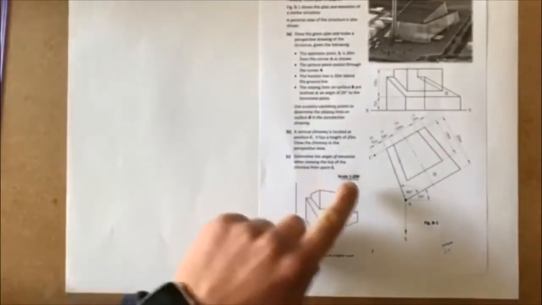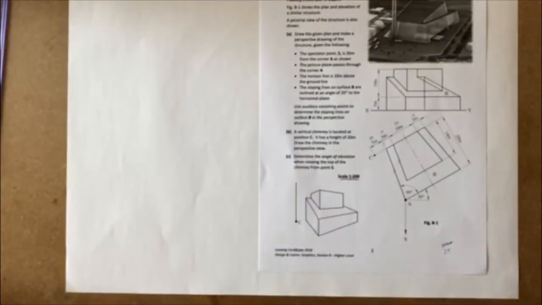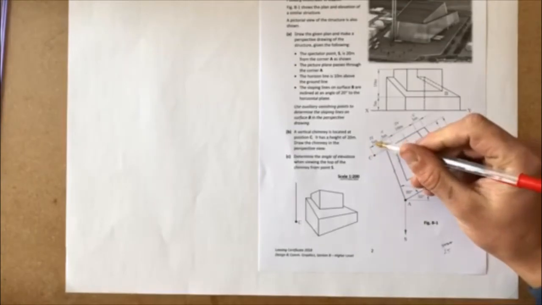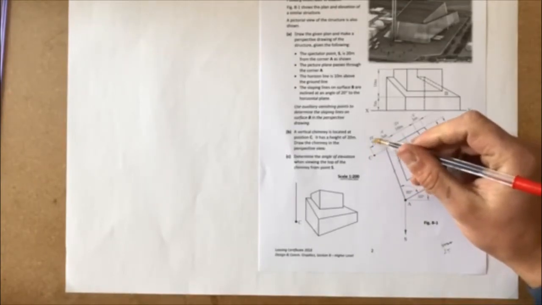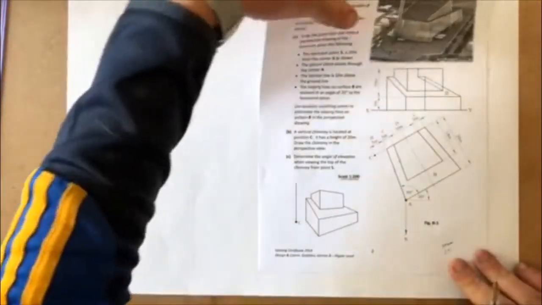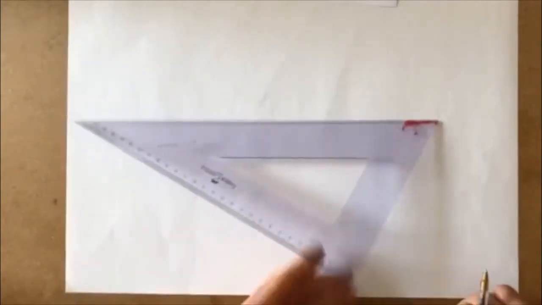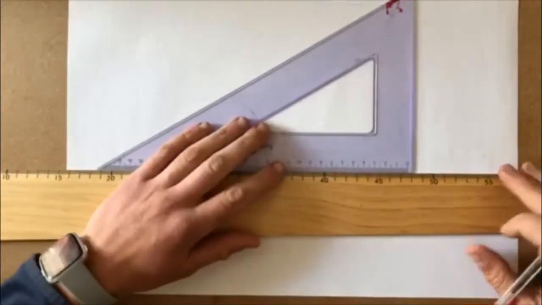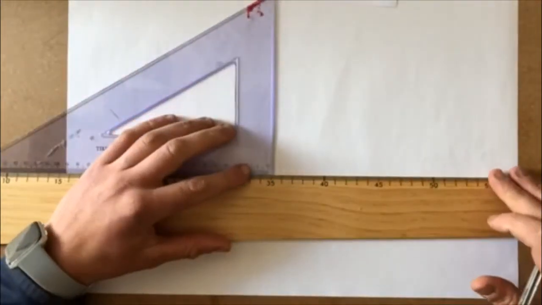Okay, so first thing there, scale is 1:200, so that means we have to divide all those measurements by 200. So if it's 5 metres, it's going to be 5,000 millimetres, which divided by 200 gives us 25 millimetres. Okay, so that's our starting point. So we're going to start by starting this off up towards the top of the page. Now, what's the best way to start this?